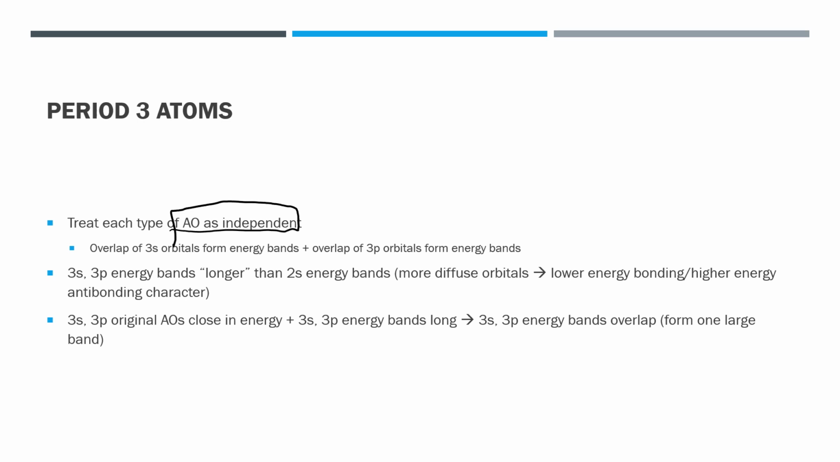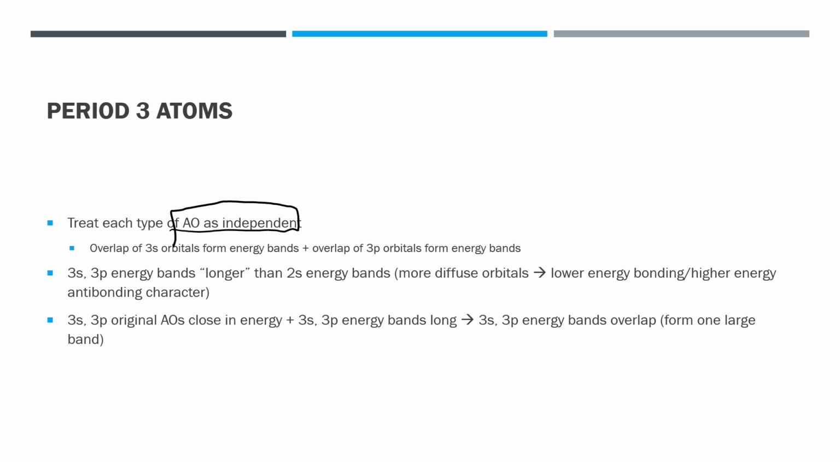We saw that when we have s orbitals all lined up, we have the most bonding being all of them in phase, the most anti-bonding being all of them out of phase, right? So that would be really similar to our 3s orbital picture. And we can also look at 3p orbitals, and that's going to do a really similar thing and form another band, right? We treat each of these atomic orbitals as independent. So the overlap of 3s orbitals is going to form energy bands, and the overlap of 3p orbitals is going to form energy bands.